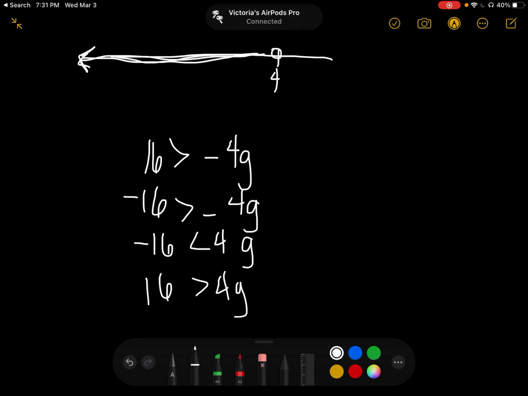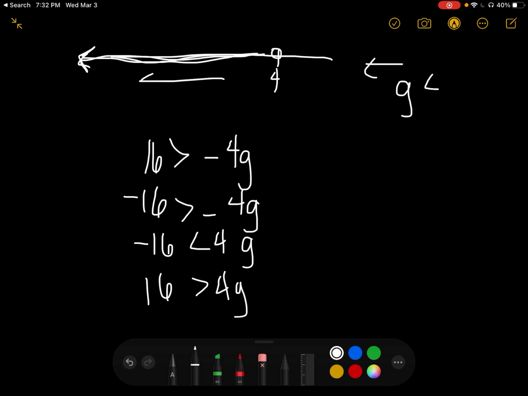Okay, so for this question, you need to do two things. The first thing I want you to do is look at your line graph over here and really identify exactly what it's saying. You have an open dot at 4, right? This would be the equivalent of g, or x, whatever variable you have, is less than 4, because it is going to the left. So I know it's going to be open like that, less than 4. That's the first thing you need to do: identify exactly what this means.